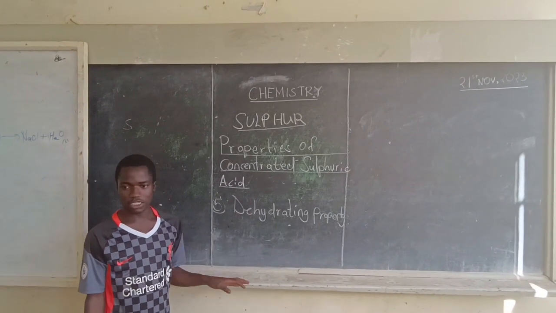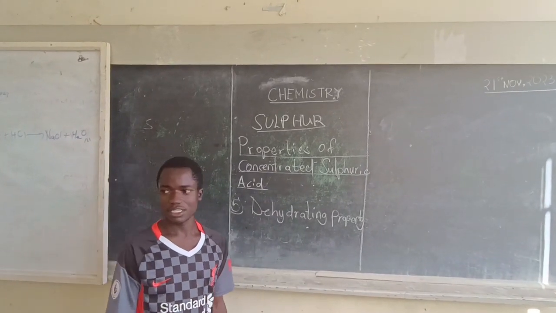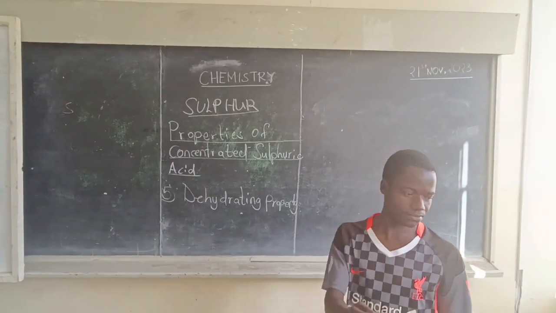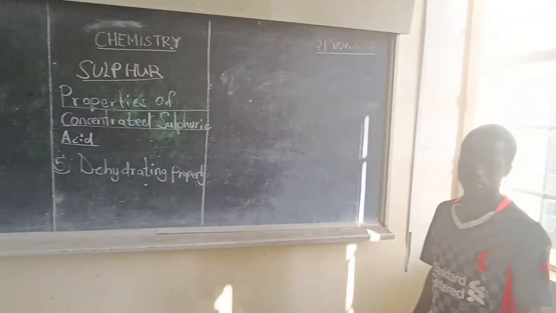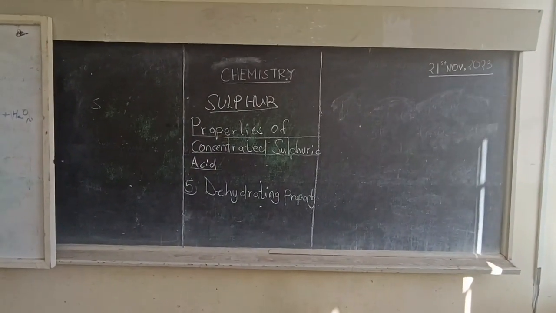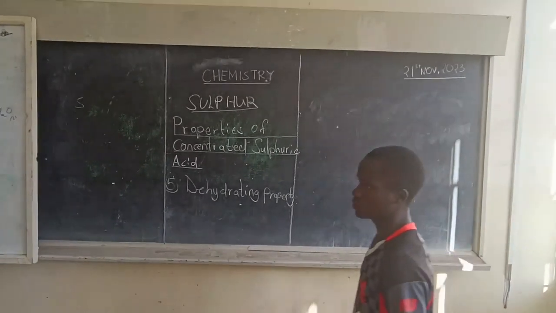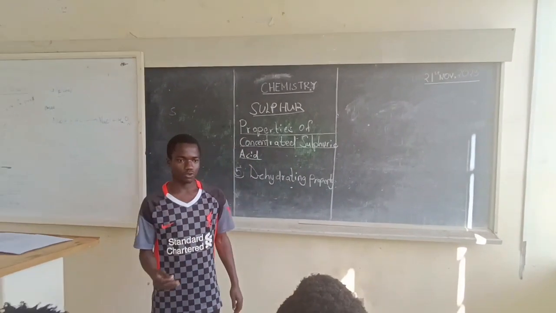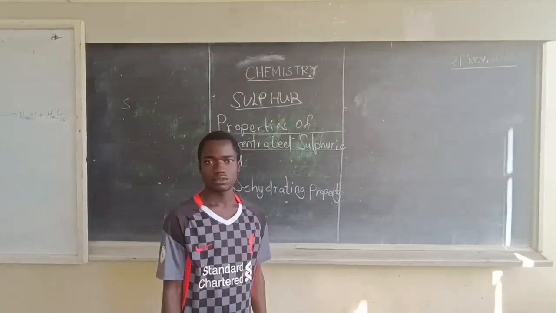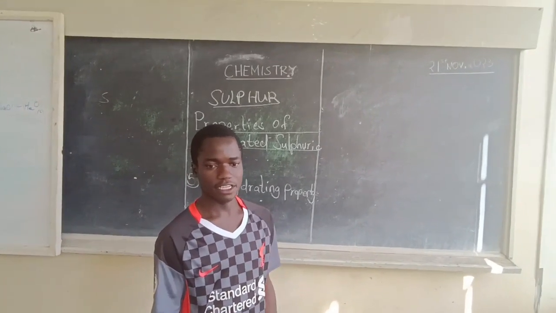Someone to tell us what dehydrating is. Yes, Marco. Dehydrating means that the acid removes elements of water from the compound. Yeah, very good. The acid is able to remove elements of water from a compound. Let's give an example.